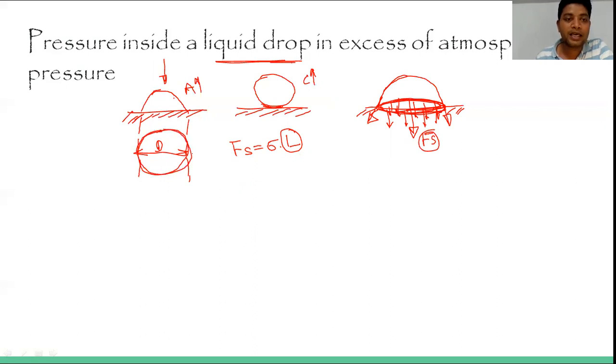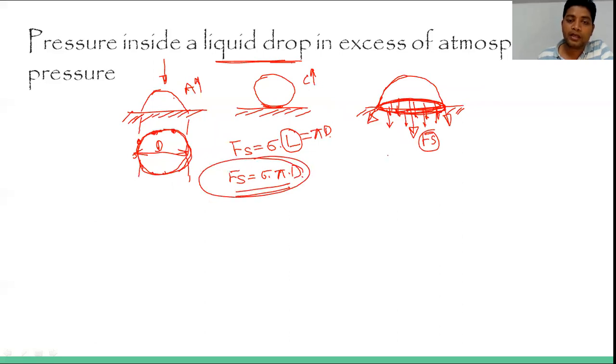We are not calculating the area, because the surface tension is on the periphery only. Okay, so when you calculate this, L will be equal to pi into D, that is the perimeter. So Fs will be equal to sigma into pi into D.